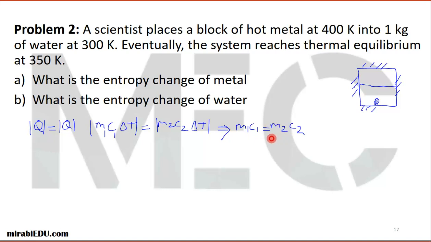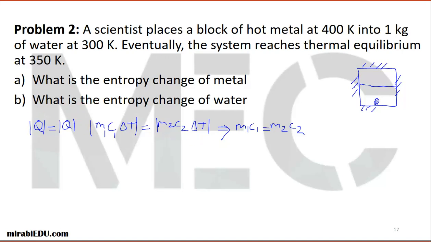Here's the first point. The initial temperature of the stone is 400. The initial temperature of water is 300. We expected the equilibrium temperature to be something between 300 and 400. But when it is exactly 350, we understand that the heat capacity of them must be equal to each other. Not a specific heat capacity, heat capacity.